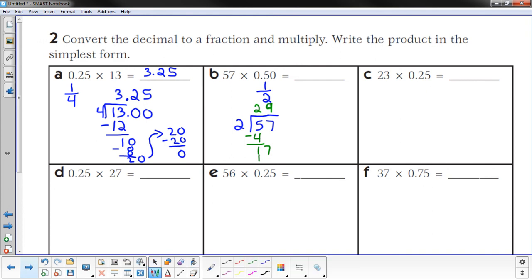8 times 2 is 16. Run out of room again. So I have 1 left. So I'm going to need a decimal right there. And the 0 will appear. And this 0 I have to bring over here and add it to that. 2 times 5 is 10. So my answer is 28 and 5/10, which is also the same as half.